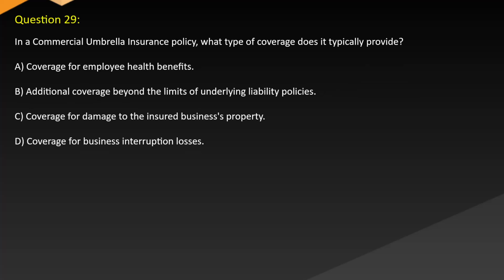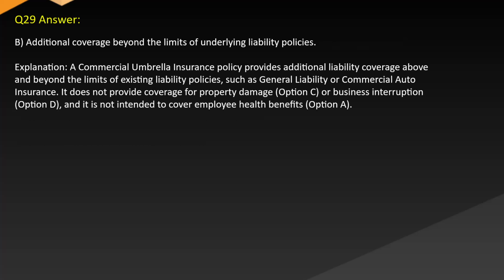Question 29. In a commercial umbrella insurance policy, what type of coverage does it typically provide? A. Coverage for employee health benefits. B. Additional coverage beyond the limits of underlying liability policies. C. Coverage for damage to the insured business's property. D. Coverage for business interruption losses. Answer: B. Additional coverage beyond the limits of underlying liability policies.